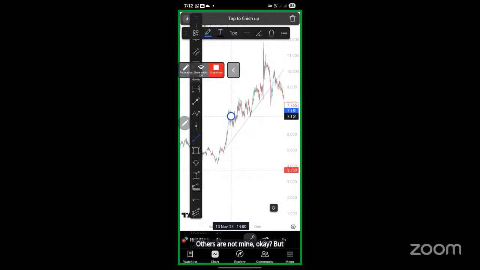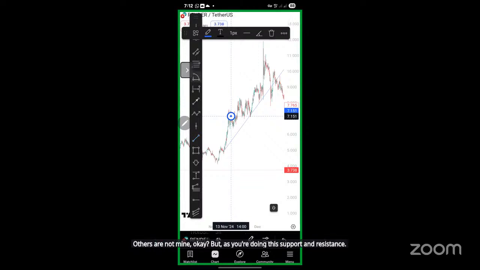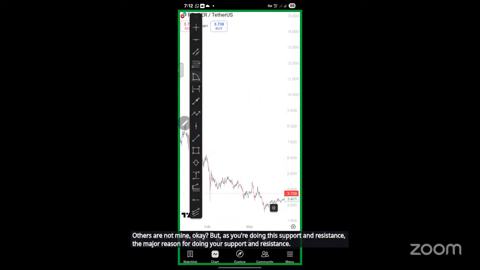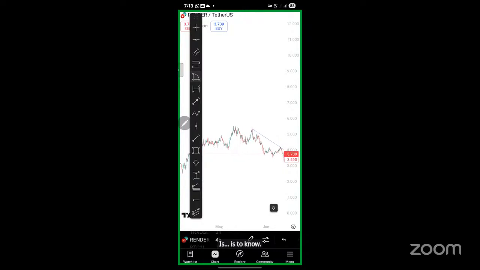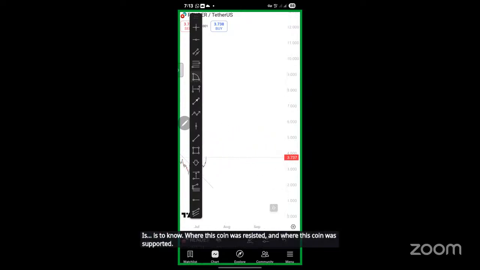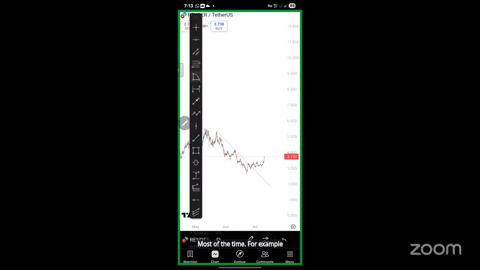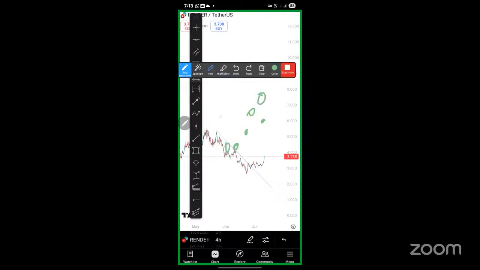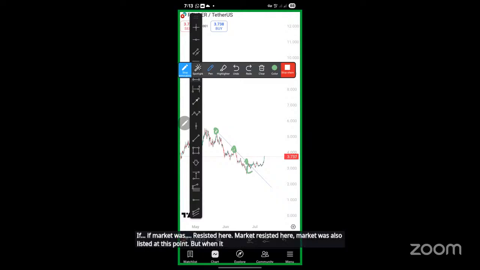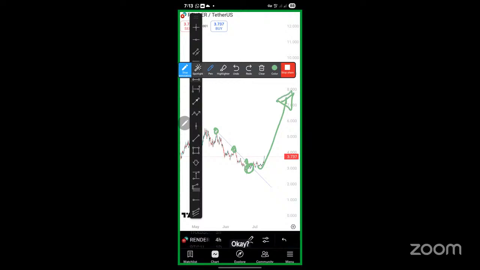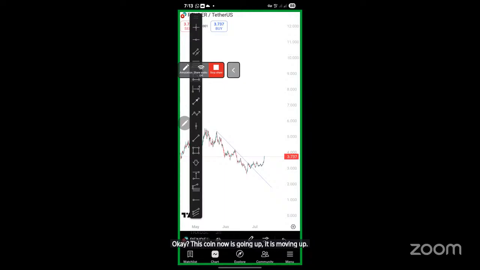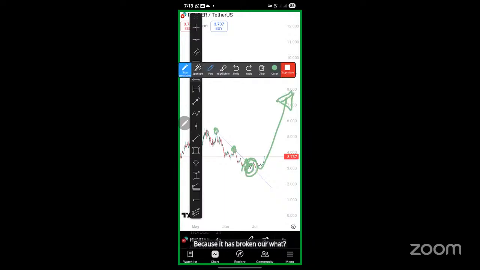But as you are drawing the support and resistance, the major reason for drawing your support and resistance is to know where this coin was resisted and where this coin was supported. Most of the time, for example, if market resisted here, market was also resisted at this point. But when it comes here, it breaks up. This means this coin is going up now. It is moving up because it has broken our support.